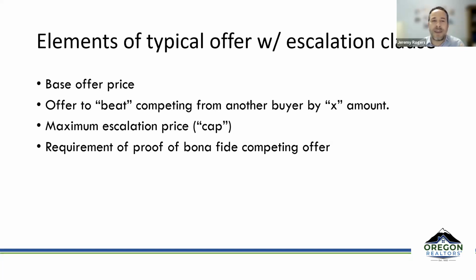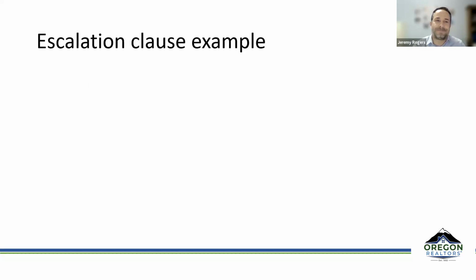And then there's the requirement of proof of the bona fide competing offer, okay? So that the seller is going to be required to demonstrate to the buyer who included the escalation clause that there was in fact that competing offer and the terms of that offer that triggered the escalation.